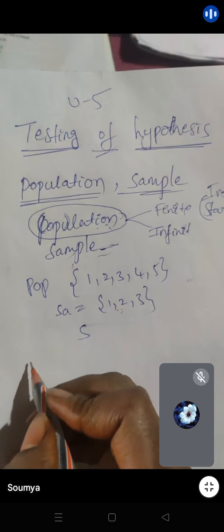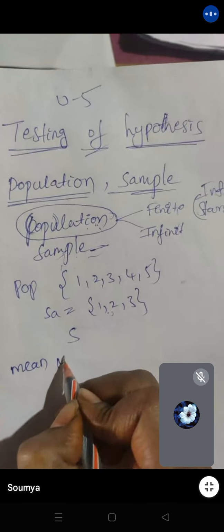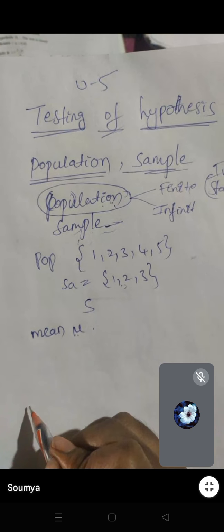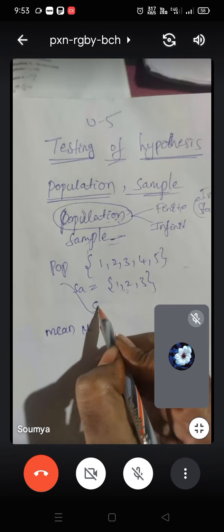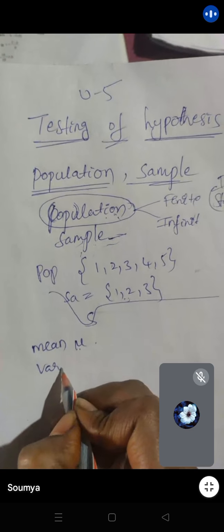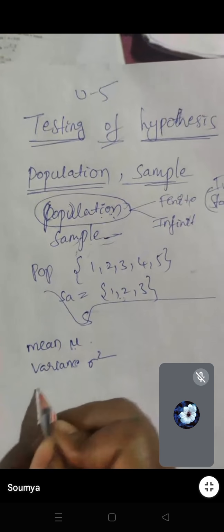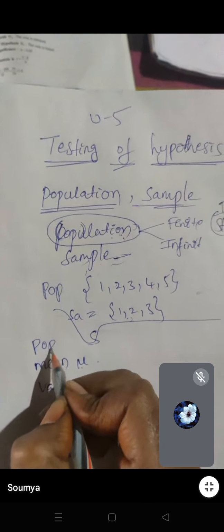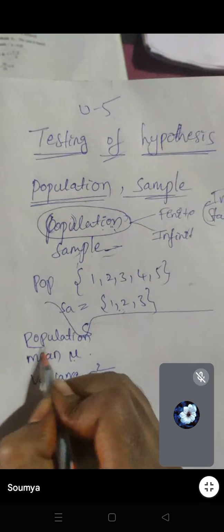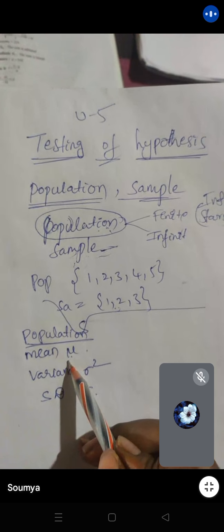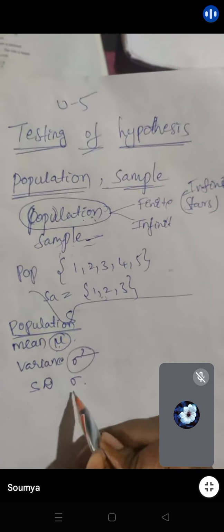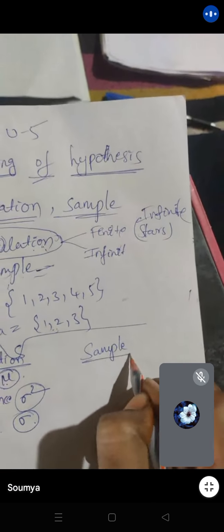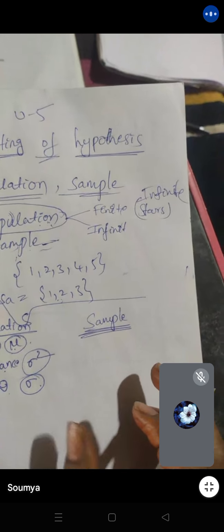Okay. So we all know what the mean is. What is the notation for mean? Mu, right? Yes, ma'am. Variance is sigma square, and standard deviation is sigma. These are the notations for the population. If you want to find the mean, variance and standard deviation for the population, you use mu, sigma square and sigma. For the sample it will be changed, okay? You have to remember the notations.